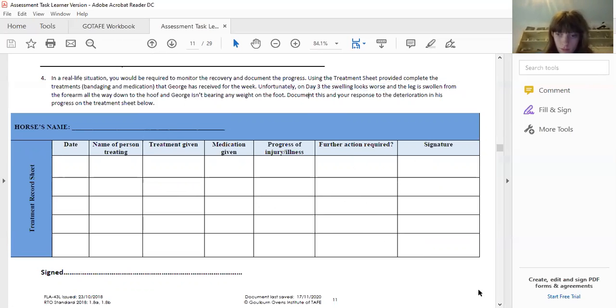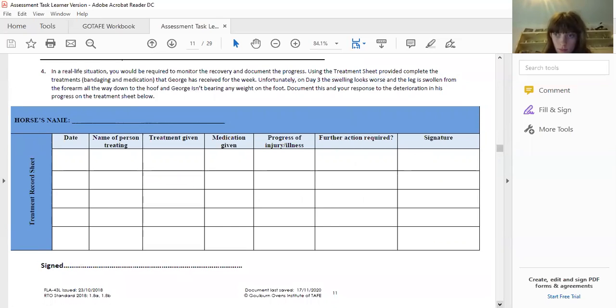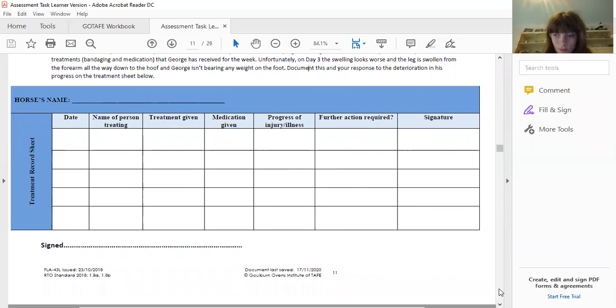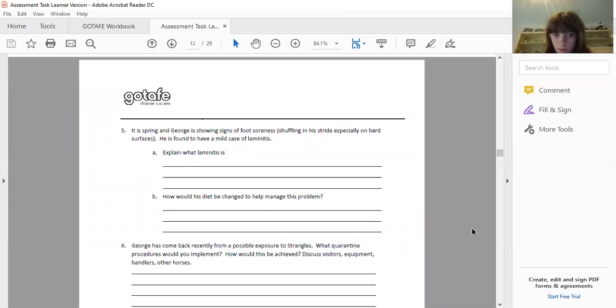So you can comment there on what further action or what change you may do with regards to his treatment, and obviously as an employee, referring back to the employer too can help to guide you on that.